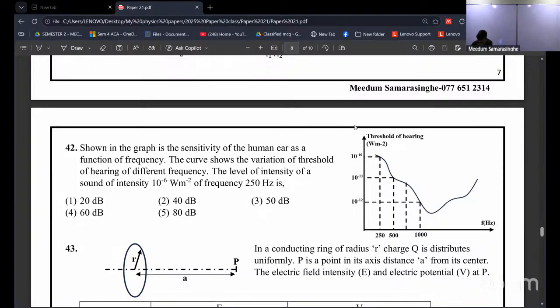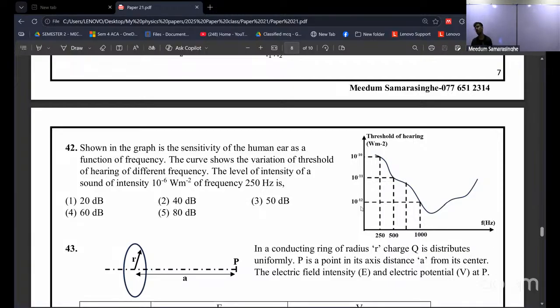See, how to read this graph? In this graph, the y-axis is the threshold of hearing. The x-axis is the frequency. Let's say the frequency is 500 hertz. So what is the threshold of hearing? 10 to the power minus 11. If the frequency is 1000, from this graph you can find the threshold is 10 to the power minus 12.